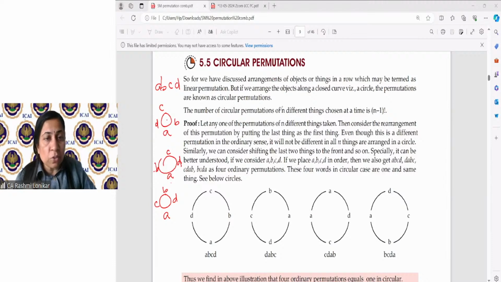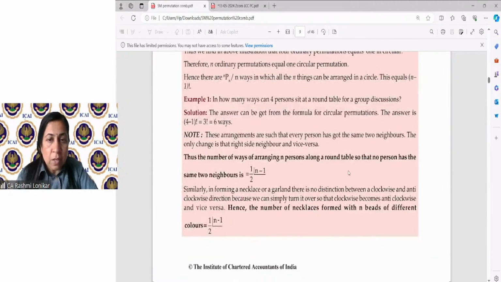See, the number of circular permutations of n different things chosen at a time is (n minus 1) factorial. This is one important. The second is when I don't have the same neighbors. यहाँ आपने देखा इन दोनों को मिला के एक ही अरेंजमेंट बन रही है मेरी. I am able to form only one arrangement. So that is why we say no person has the same two neighbors is given by (n minus 1) factorial upon 2.